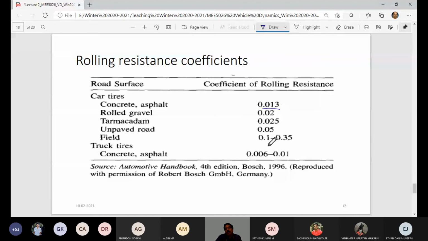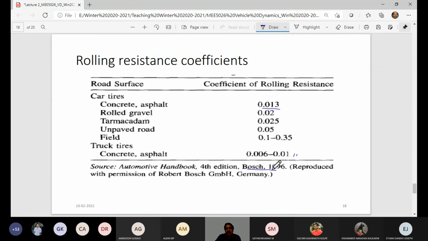So whenever you go on a mud road or off the road, driving your vehicle, you see there is more fuel consumption at that time, because the rolling resistance is going to be taking your traction away, right? Because it is always acting against the tractive force. And then truck tires, you see, these are the values on the road. So these are taken again from this automotive handbook by Bosch, right? So when you have to consider some problems, these values can be readily taken and used according to the road condition.